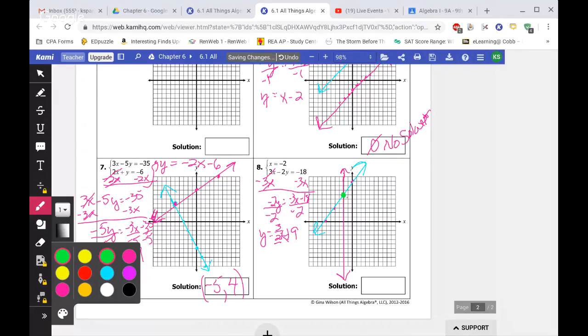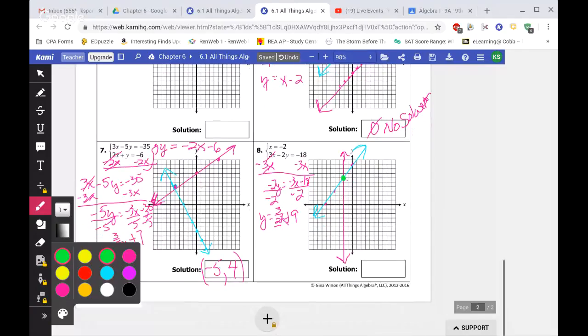That's my solution. So what are the coordinates? What's the x coordinate for that? Anybody tell me?